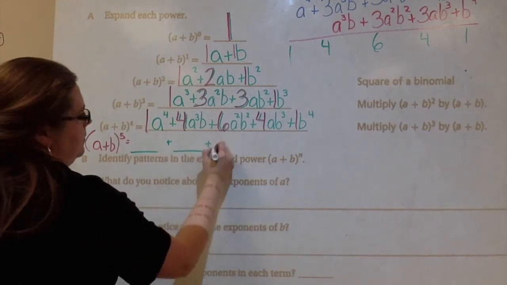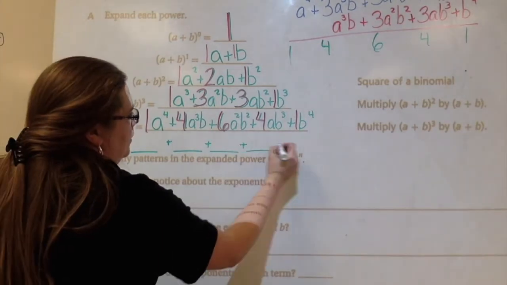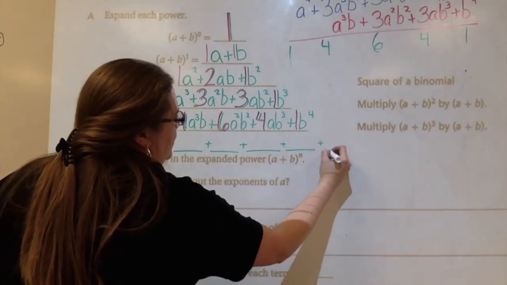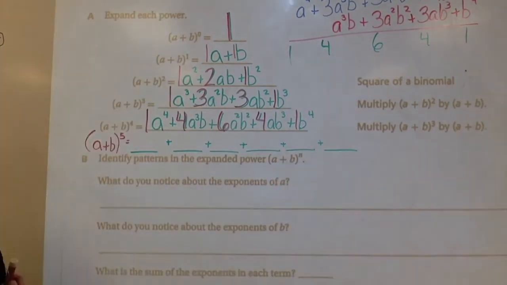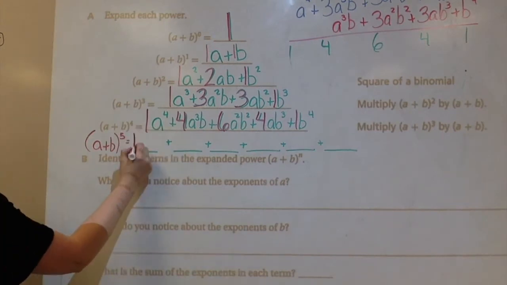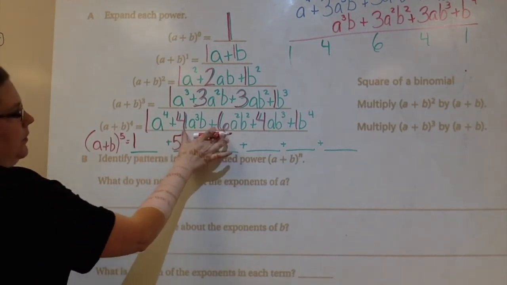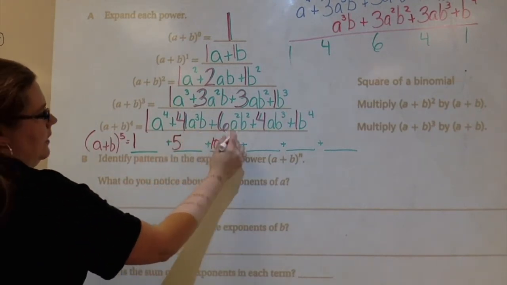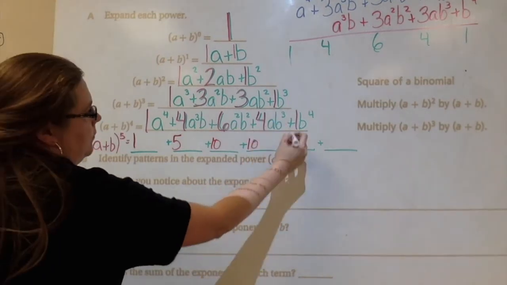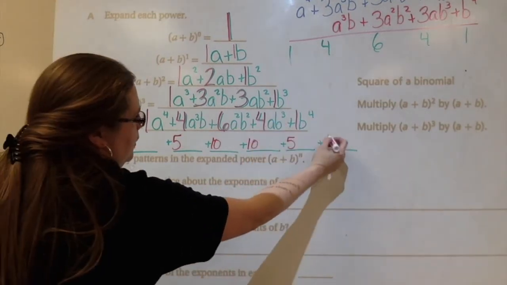1, 2, 3, 4, 5, and 6. We could go ahead and put in our coefficients. We know it's going to start with a 1. 1 plus 4 is 5. 4 plus 6 is 10. 6 plus 4 is 10. 4 plus 1 is 5. And you just have the 1 there.